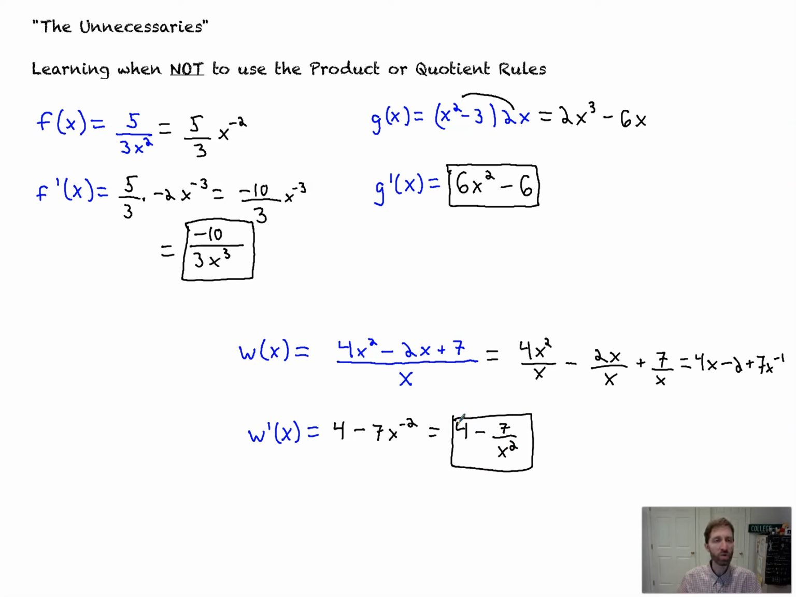I want to remind you, you do not have to use the product and quotient rule all the time. Don't forget about your old ways of rewriting expressions. If you can rewrite something, and it's easy to do so, do it. Then take the derivative. Otherwise, I think the algebra is nastier if you use the product or quotient rule unnecessarily.